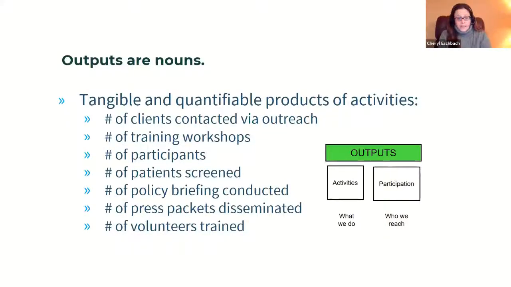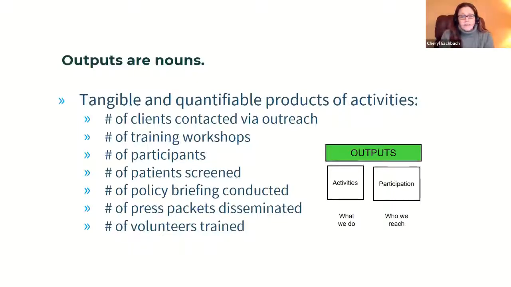Outputs are also nouns. They are things, but they're tangible and they can be quantified. So outputs most typically are defined in two categories: activities and participation. And you'll see some logic models even have two columns, and then some logic models merge them all together. It's really a style thing.